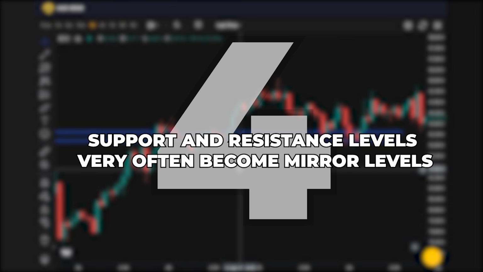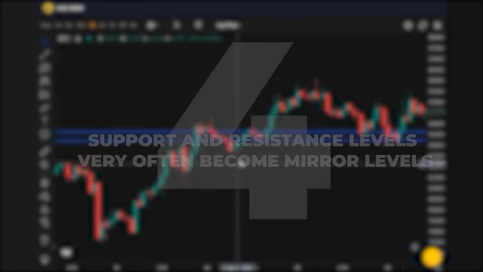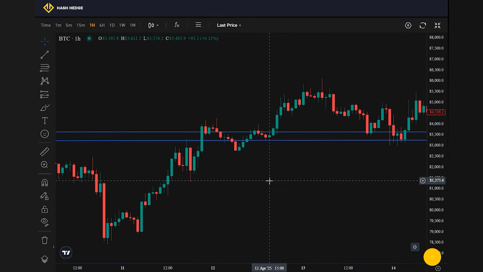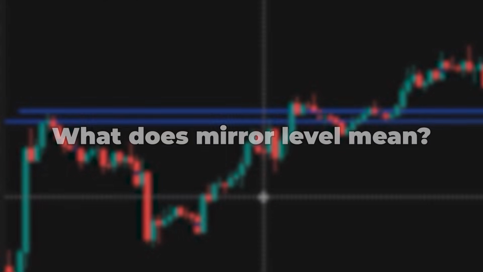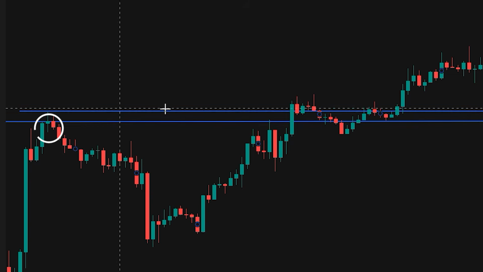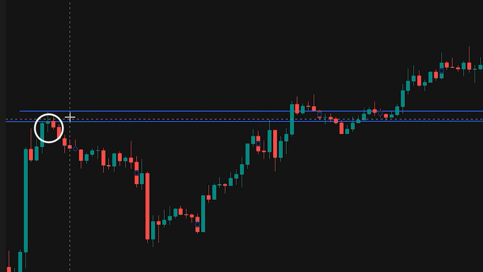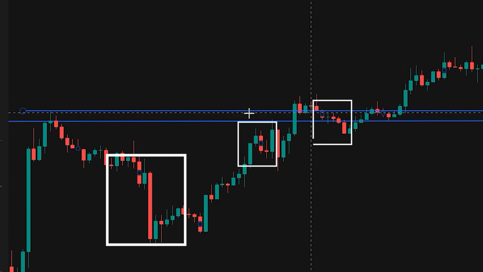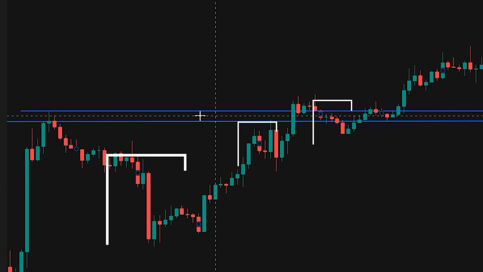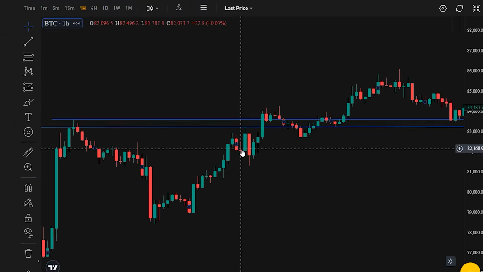And the fourth rule is that support and resistance levels very often become mirror levels. In this case, the resistance zone. What does mirror level mean? This means that if a level has held price well in the past, for example, here we see a clear resistance zone. Here we have one bounce down, a second bounce down, a third bounce down. This resistance has worked a few times. We can put it up at these levels.